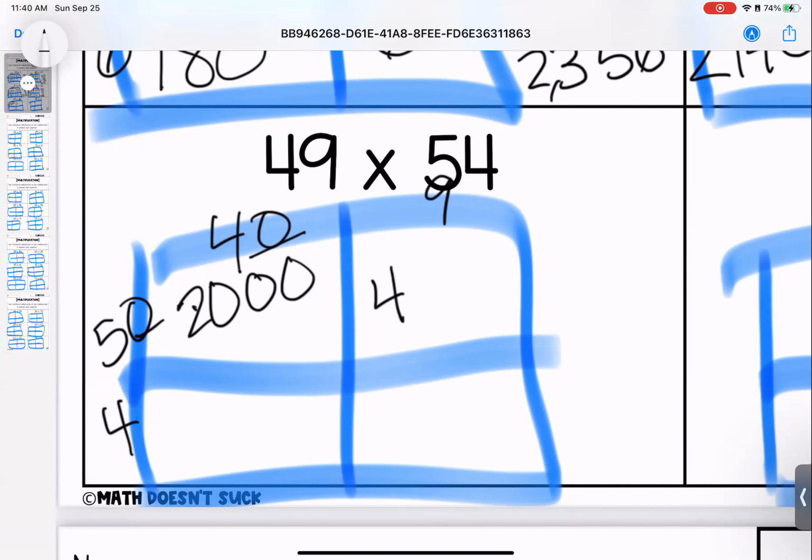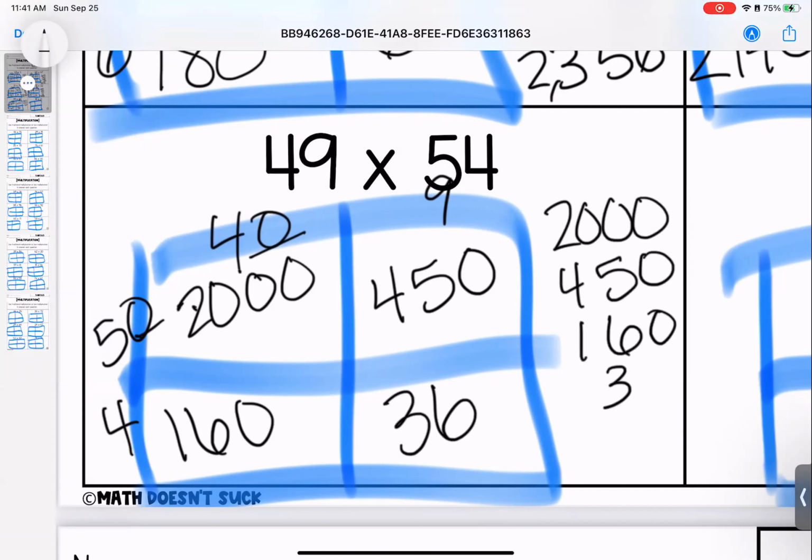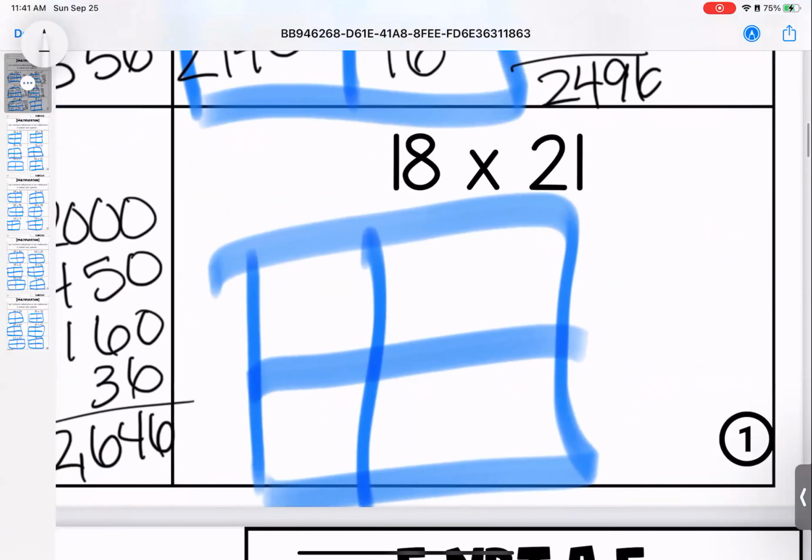5 times 9 is 45, 1 zero. 4 times 4 is 16, 1 zero. 9 times 4 is 36. When we stack these, we have 2,000, 450, 160, 36. These add up to 2,646.